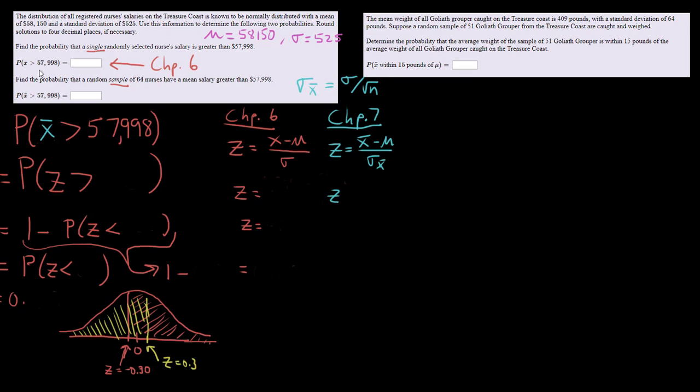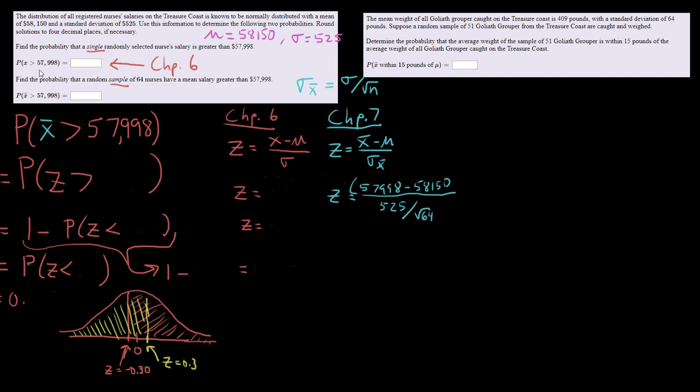If we substitute in, z equals, the numerator is precisely the same. It's x bar, 57,998, minus the mean, which was 58,150, divided by, not the standard deviation, but the standard error. It's also called SEM for short, the standard error of the mean. Its formula is the standard deviation, which is 525, over the square root of sample size, which was 64.